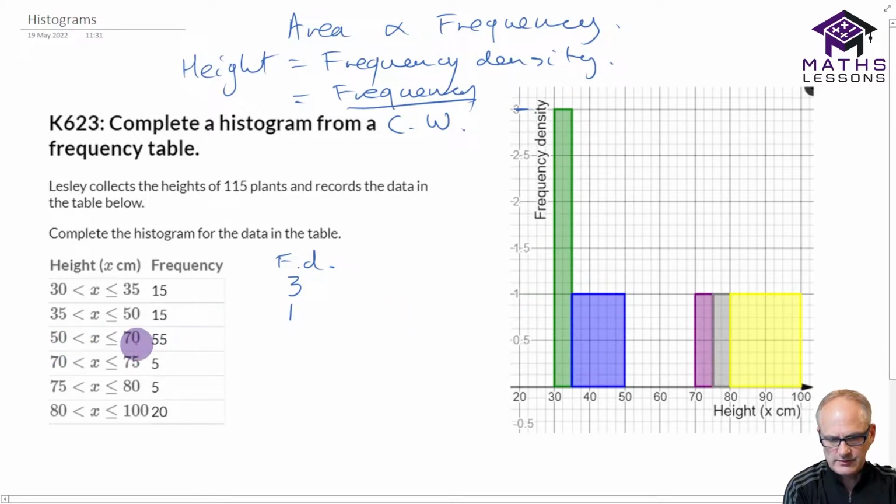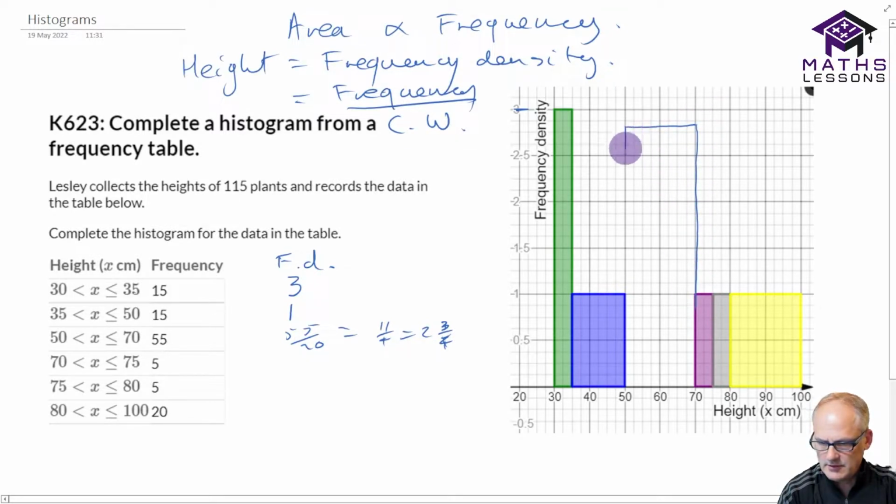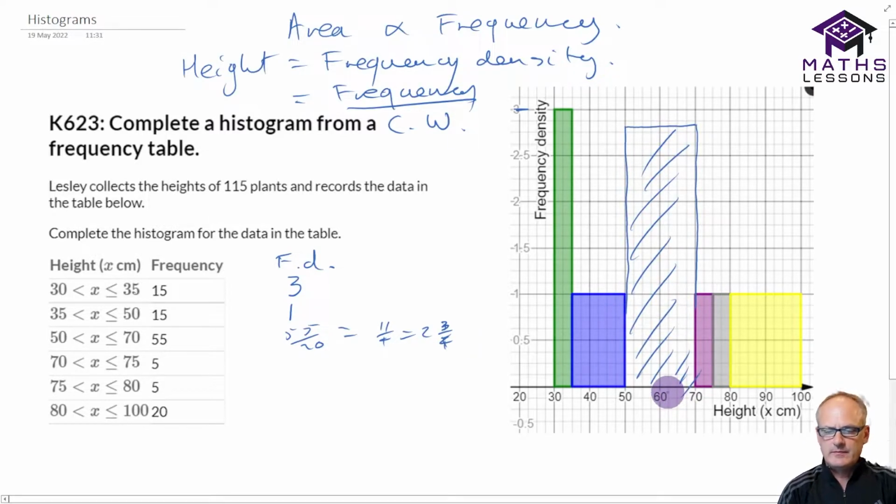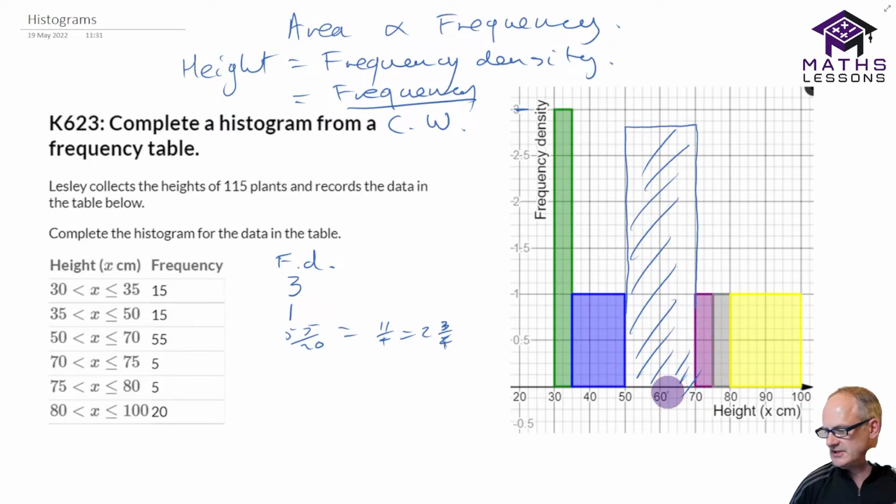So for this one, the class width is 20 and the frequency is 55. So the height of the bar is going to be 55 over 20. Divide both by 5, you're going to get 11 over 4. 11 quarters, so it's 2 and 3 quarters. Okay, 11 over 4, so 2 3/4 is going to be my height. So it's going to go all the way up to here, and this will be my bar in there. Okay, so that is how to complete a histogram for data in a table.